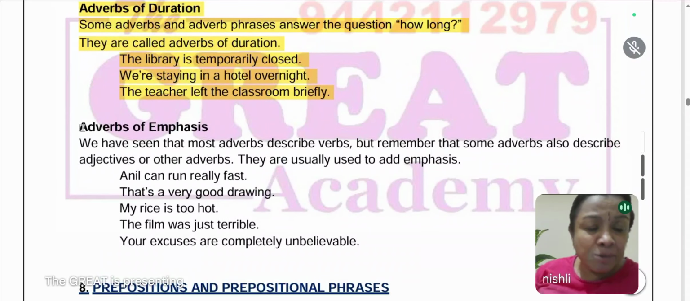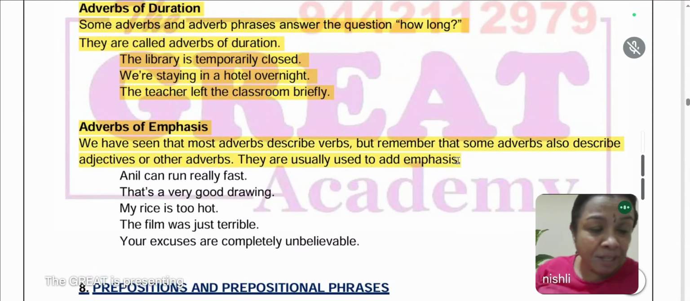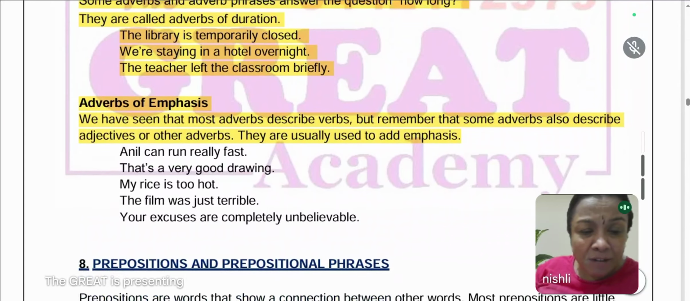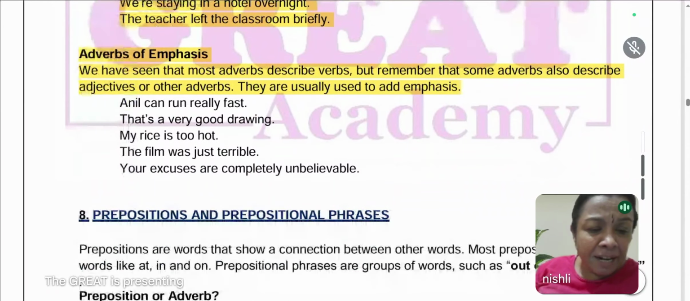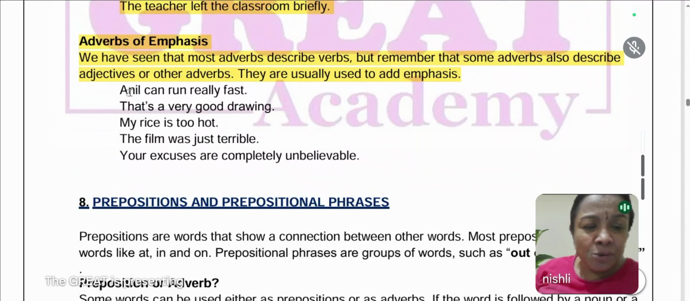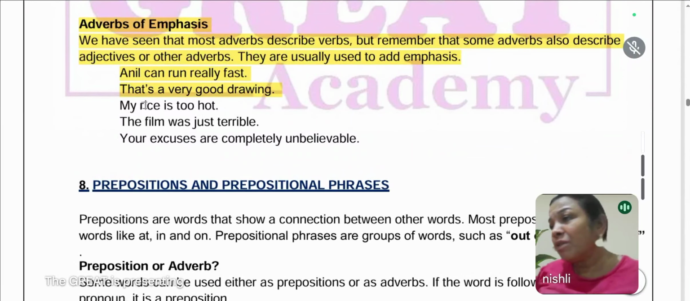Next is adverbs of emphasis. That is where you emphasize or stress on something. We have seen that most adverbs describe verbs, but remember that some adverbs also describe adjectives or other adverbs. They are usually used to add emphasis. Anil can run really fast. So how can he run? Really fast. Next is, that's a very good drawing. So very is the emphasis here. It's a good drawing, but it's a very good drawing. So you're stressing on something.